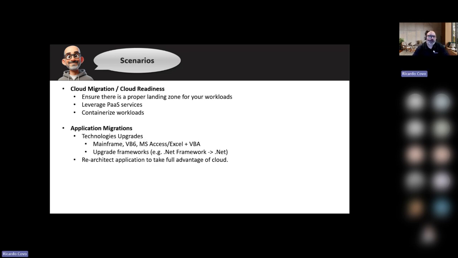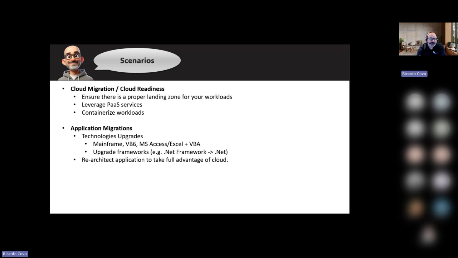So when we talk about application migrations itself, the main things that we're seeing are technology upgrades. So we have various projects that are taking either mainframe or VB6 or MS Access. These are the interesting ones. You get MS Access or Excel with a ton of VBA in the background. And of course, they reach a point where they cannot scale. So they need to be modernized to new technologies.